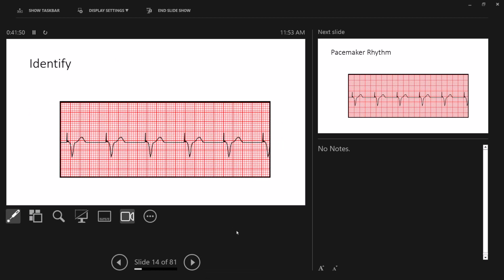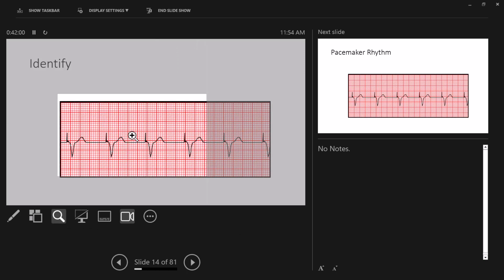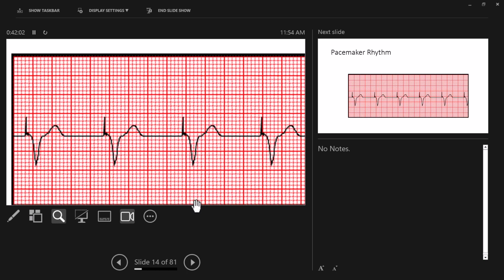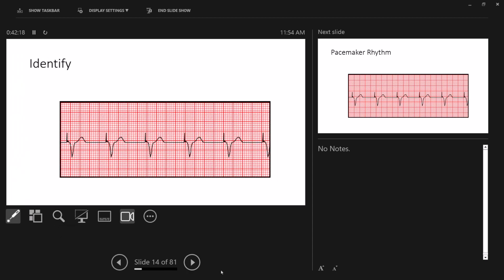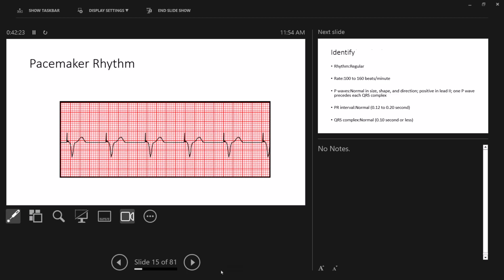Rate. 60. Rhythm. Good. P waves. There aren't any P waves, right? No P waves, no what? No PR interval. What do you notice about the QRS? It is wide. Yeah, it is wide. What's this rhythm? It's a pacemaker rhythm.